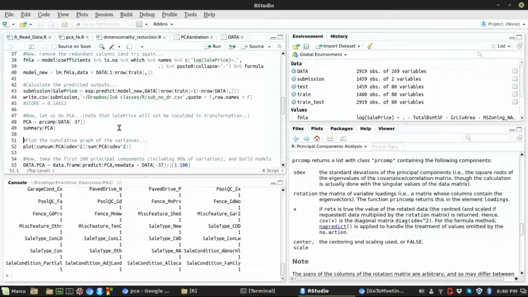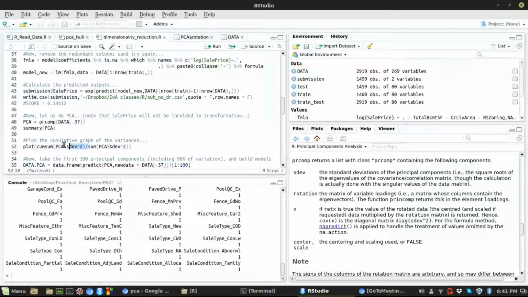So I'm just plotting the cumulative graph of the variances so that you get an idea of how many principal components to keep, because the whole point is to keep a fewer number of principal components and still retain as much of the variance as you want. The total variance of the data, we want to retain as much of it as possible. So I take the standard deviations, take the square. That is, the square of the standard deviations is the variances.